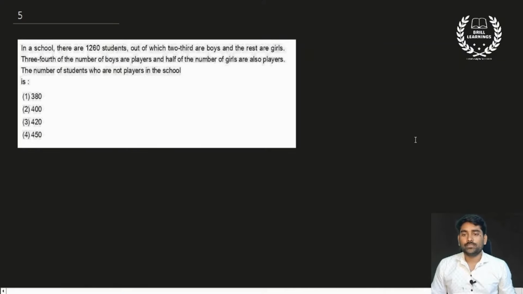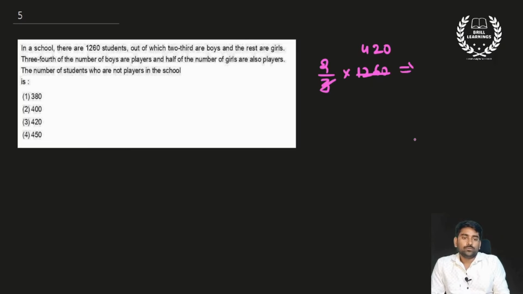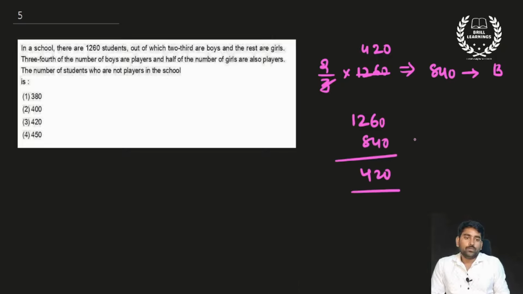Let's move on to the next question. In a school there are 260 students, out of which 2/3 are boys and the rest are girls. First find the boys. So 2/3 of the total students, total is 260. First find the number of boys. So 3 2s are 6... so here 840 boys are there in this school and remaining are girls only. So subtract this 840 from 260. 420. So 420 are girls here.